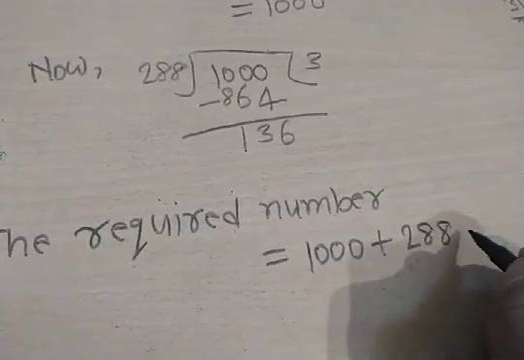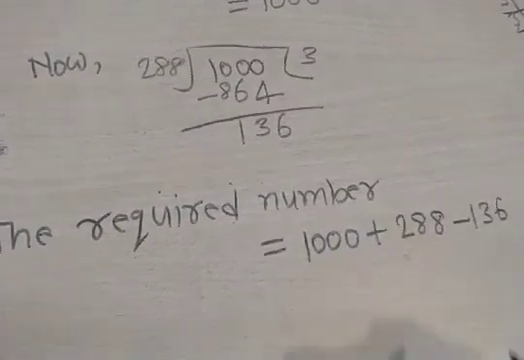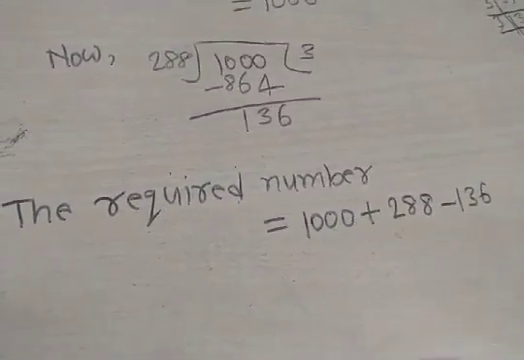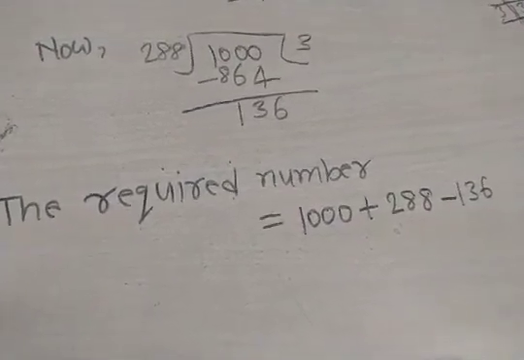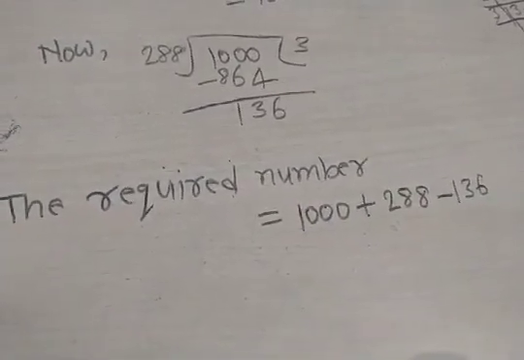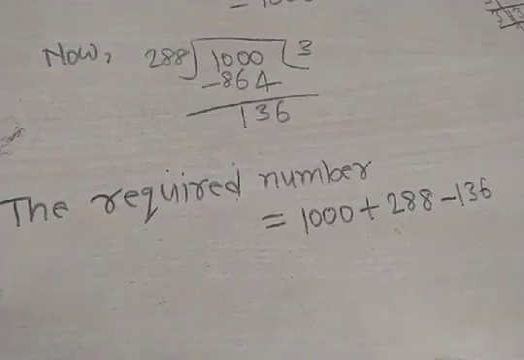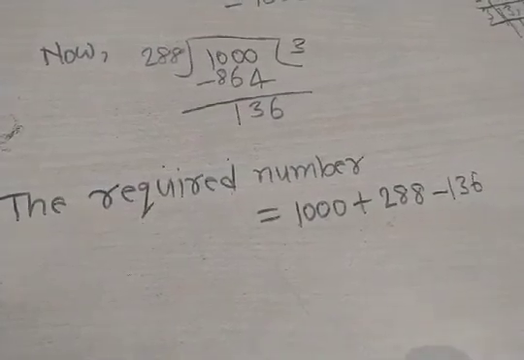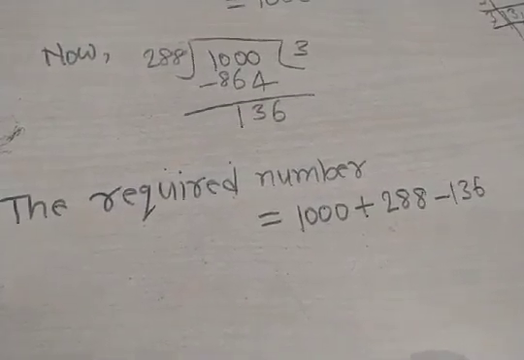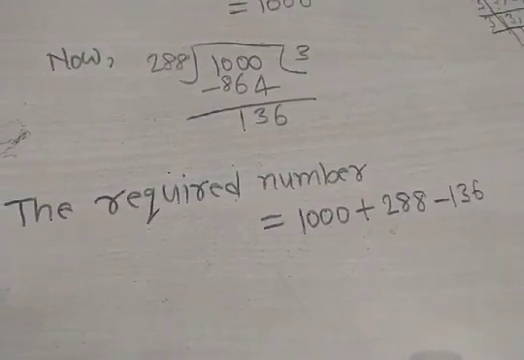After this we subtract the remainder. In each case, when asked for the smallest 4-digit number which is divisible by the given numbers, first find the LCM. After this, divide the smallest 4-digit number by the LCM, and the required number is the smallest number plus the LCM, minus the remainder.